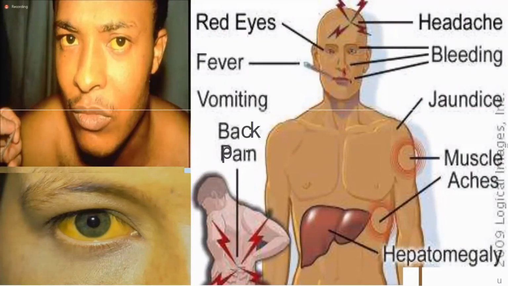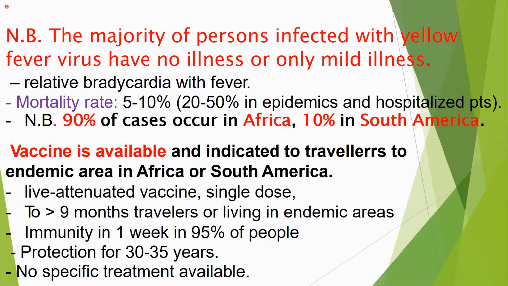So there's a picture showing the signs and symptoms of yellow fever virus: red eyes, headache, bleeding from the eyes, nose, mouth, fever, vomiting, back pain, muscle aches, and hepatomegaly. The majority of persons infected with yellow fever virus have no illness or only mild illness. There's a relative bradycardia with fever. Mortality rate is 5 to 10%, and in epidemics and hospitalized patients, the mortality rate is 20 to 50%.